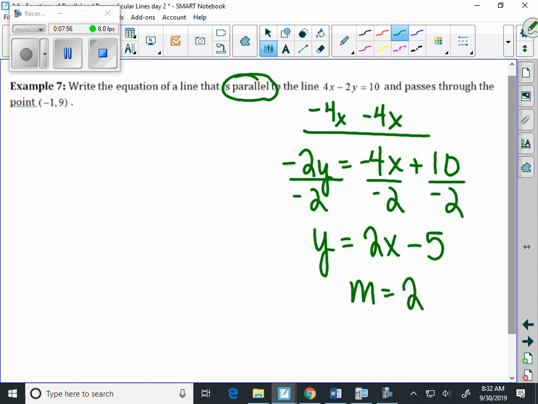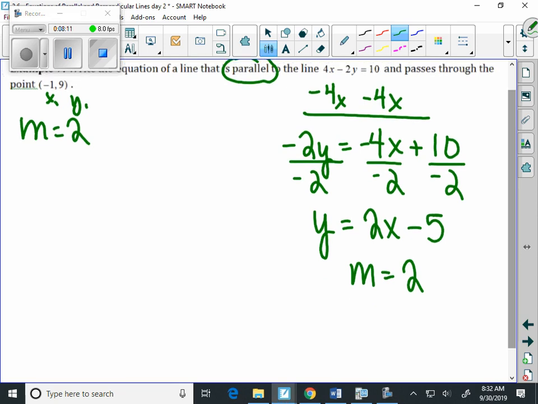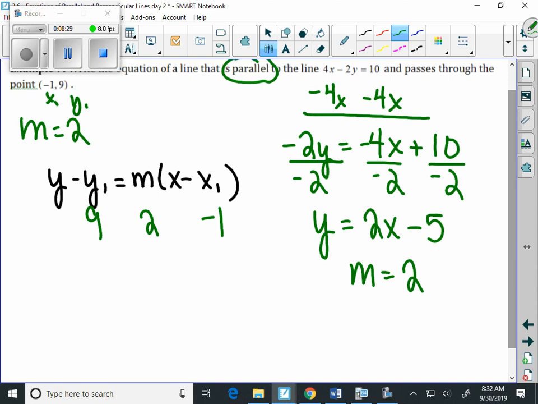And that's the slope that we need because parallel lines have the same slope. So we've got m equals 2. And then here's our x1, and the 9 is the y1. We can finish this problem by putting those values back into y minus y1 equals m times x minus x1, the point slope form. So filling in, y1 is 9, our slope is 2, x1 is -1. We have y minus 9 equals 2 times x minus a -1.